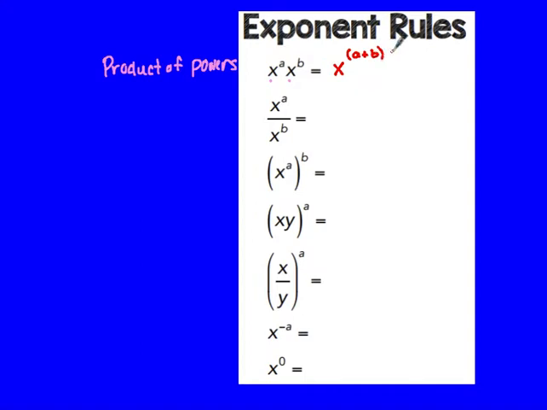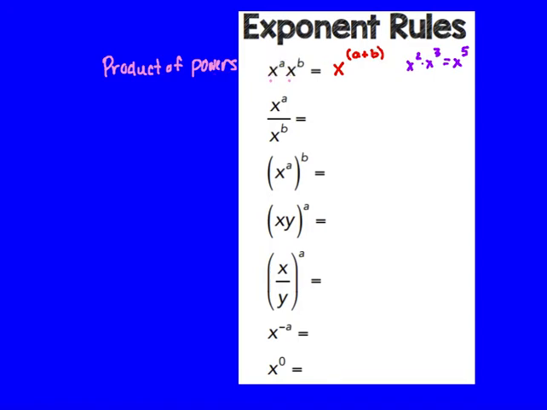All right, now an example of that would be if I had x to the second power times x to the third power. Well, this would mean that I'd have 2 x's, and this would mean that I'd have 3 x's. So altogether, I would have x to the 5th power. So when I have a product of powers, I repeat the base and I add my exponents.